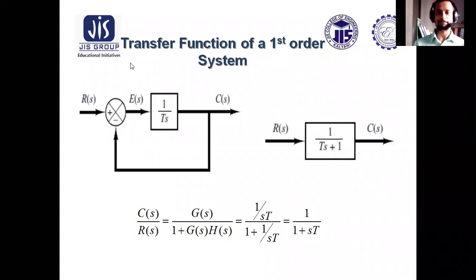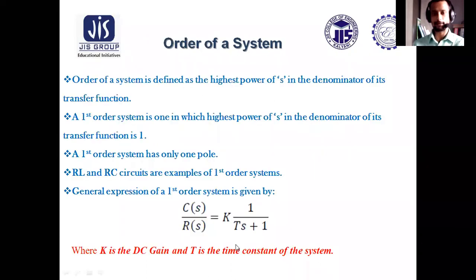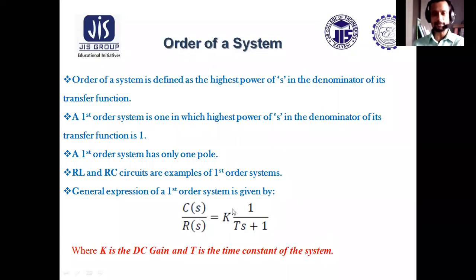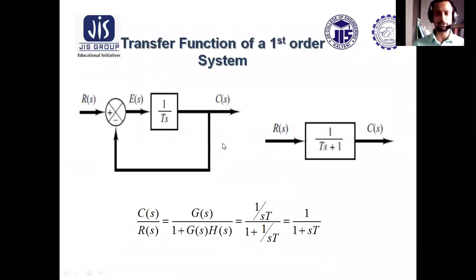Now, the transfer function of a first order system. So as we discussed, this is the general expression for the transfer function of a first order system. The general expression could be written in this term as well. Now I'm telling you, here it is 1 by (sT plus 1). Here it is K by (sT plus 1). What's the difference between these two?